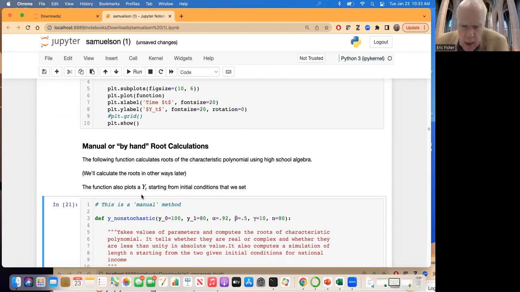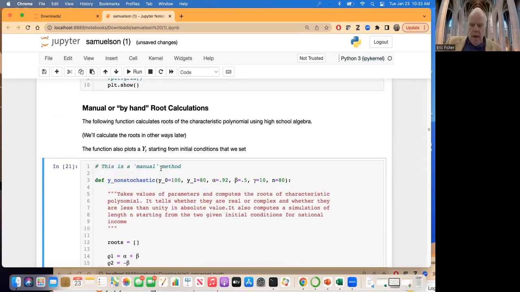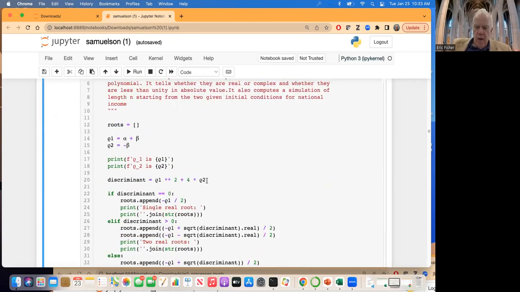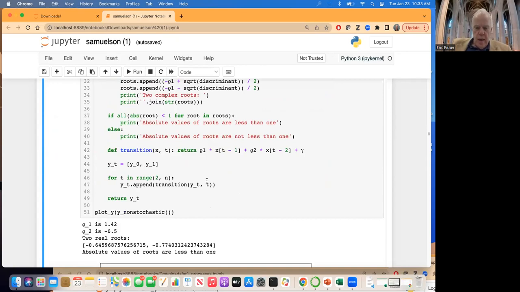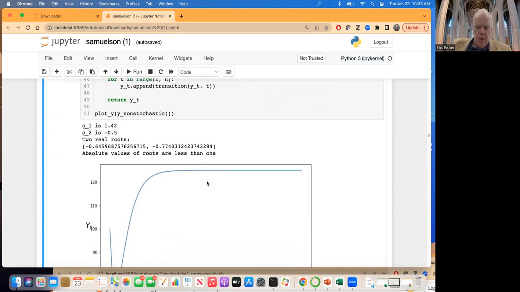Oh yeah. So here, I'm giving it y0 is 100, and y1 is 80. So I'm giving it 2 initial conditions, and I say solve this thing forward by using the analytical solutions that we know.